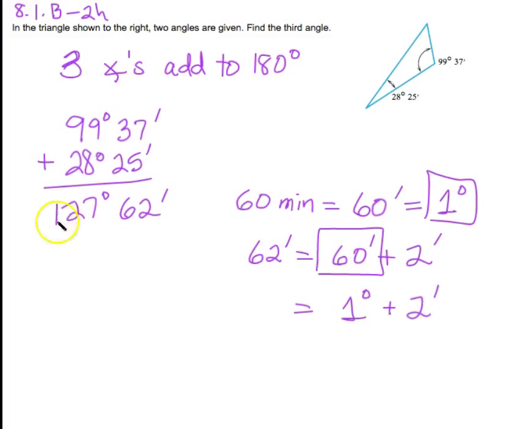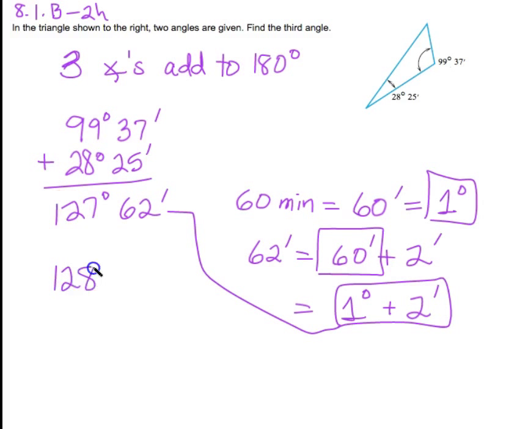We already have 127 degrees. If we think of the 62 minutes as 1 degree and 2 minutes, that means we're going to add another degree to the 127, so we'll have a total of 128 degrees, and then in the minutes category we just have 2 minutes left from this piece here.